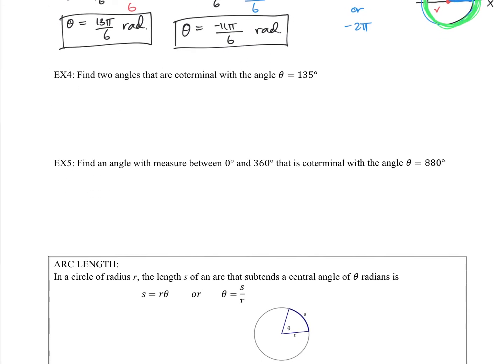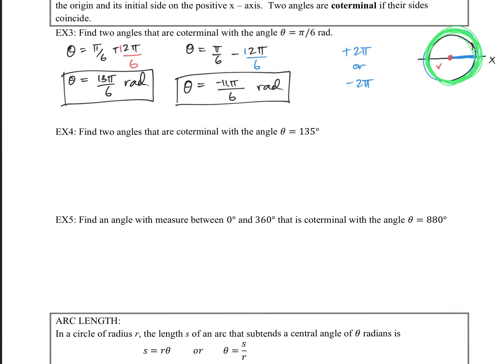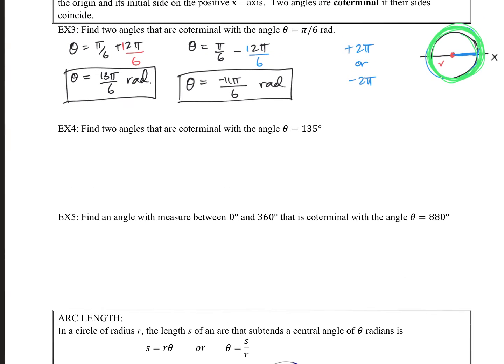So now let's find 2 angles that are coterminal with the angle theta equals 135 degrees. Well, the same thing. We'll be adding versions of 2 pi, but if you notice, they give us the angle in terms of degrees. So we're going to work with degrees. Now usually, if you remember, pi is equal to 180. But to find coterminal angles, we need 2 pi, right? So to find 2 pi, we'll multiply this by 2 to get 2 pi. And 2 pi is 360, which, hopefully you know, right?